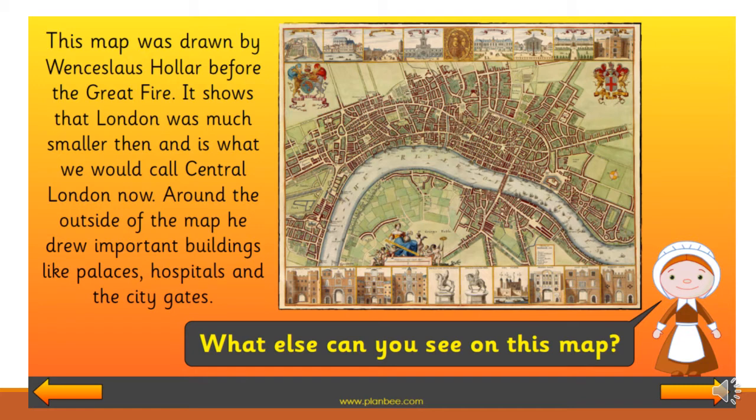That's right, they're fields or bits of greenery. The only greenery that you see in London now are the royal parks, but there still would have been fields in London in 1066. What about the blue sort of snake-like thing that's going through the middle of the map? What do you think that is? That's right, it's the River Thames. So the River Thames obviously is still there, but you can see that it's a lot smaller than what it is today.